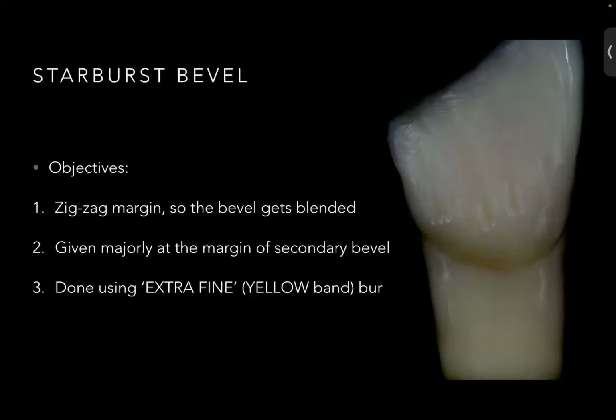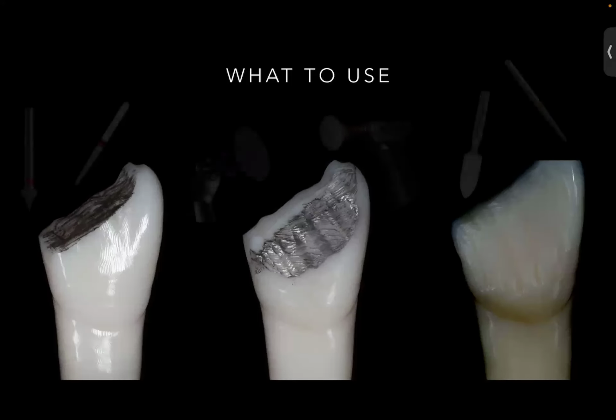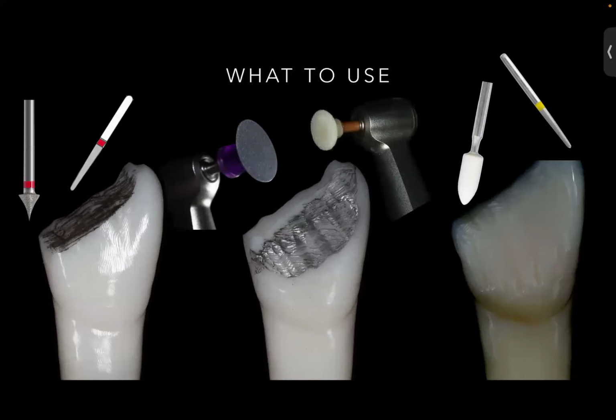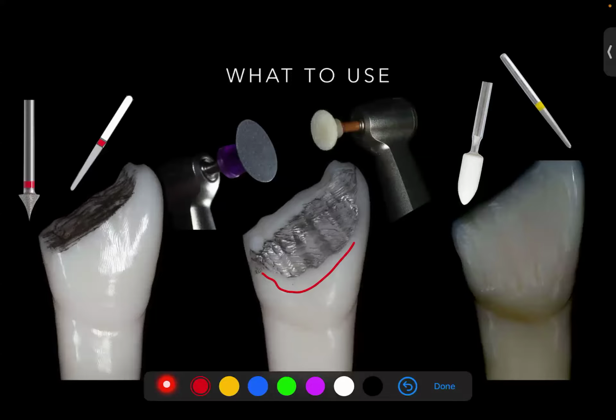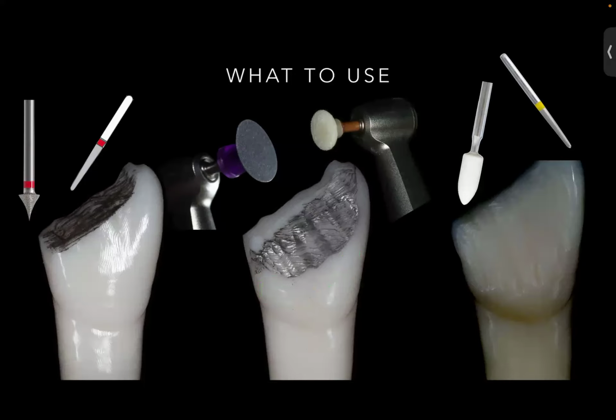Starburst bevel, which I was telling you about, is basically an extension of the secondary bevel. It is basically a zigzag kind of design on the margin of the secondary bevel. Okay, this is going to increase your aesthetics. Basically, this is what it is going to look like. You see this? At the end of your secondary bevel, you just give an additional zigzag margin, which makes it even more difficult to pinpoint where your restoration ends.